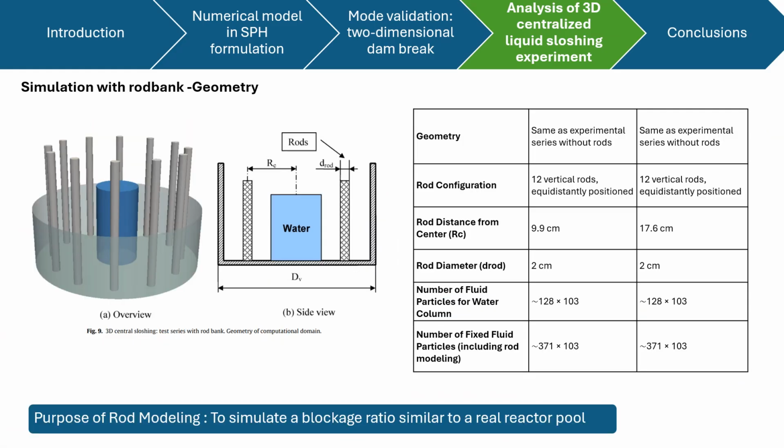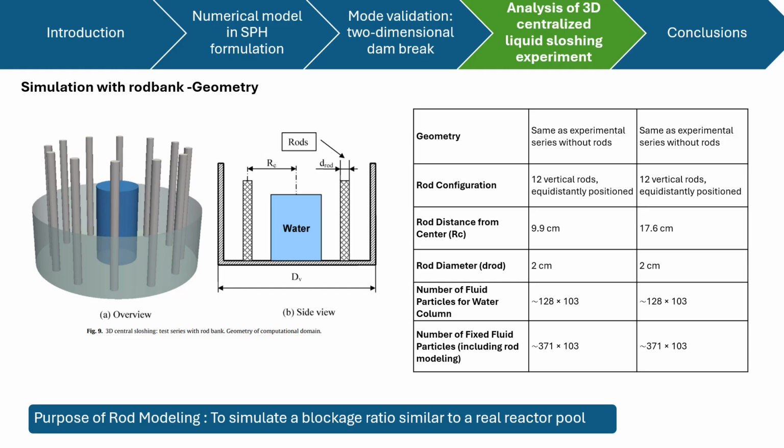Next we have the simulation with the rod bank. The purpose of this rod bank, or the rod modeling, is to simulate a blockage ratio similar to a real reactor pool. Here we have Figure 9 that shows us an illustration of the three-dimensional central sloshing test series with rod bank geometry of the computational domain. Here we have Figure 9a that shows an overview, and Figure 9b is a side view.